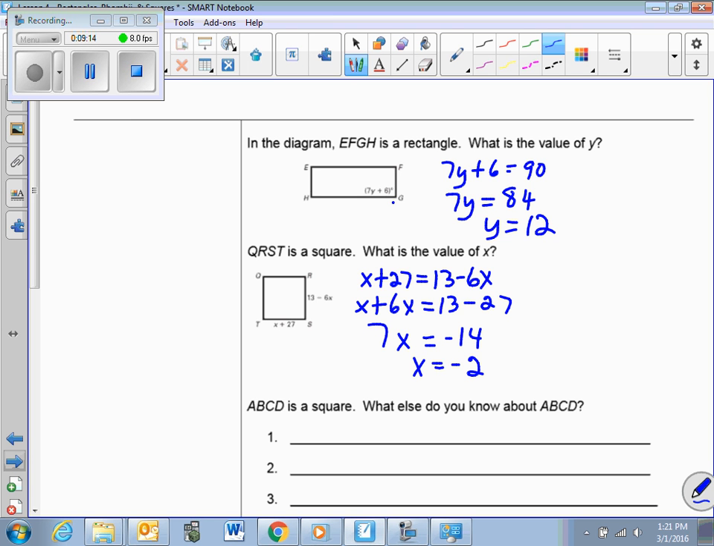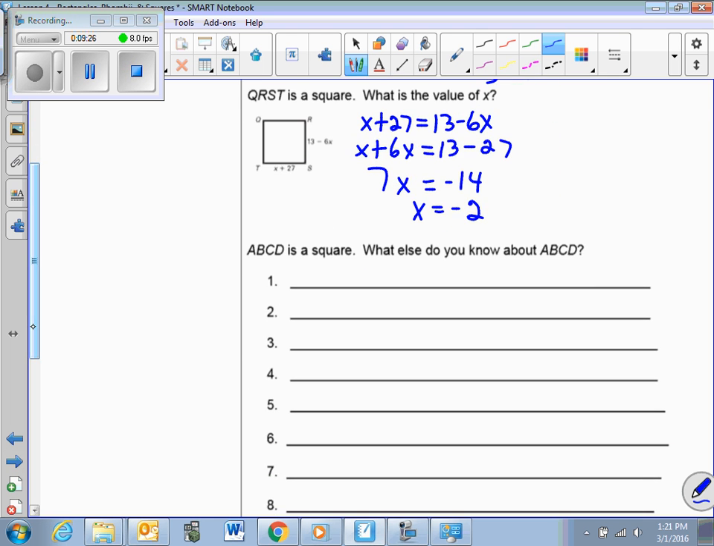Wait a minute, how can a side length be negative 2? Oh wait, x isn't the side length. If I plug in x, both of my side lengths are still positive. Be careful what the question is asking you. Make sure to answer the question being asked.